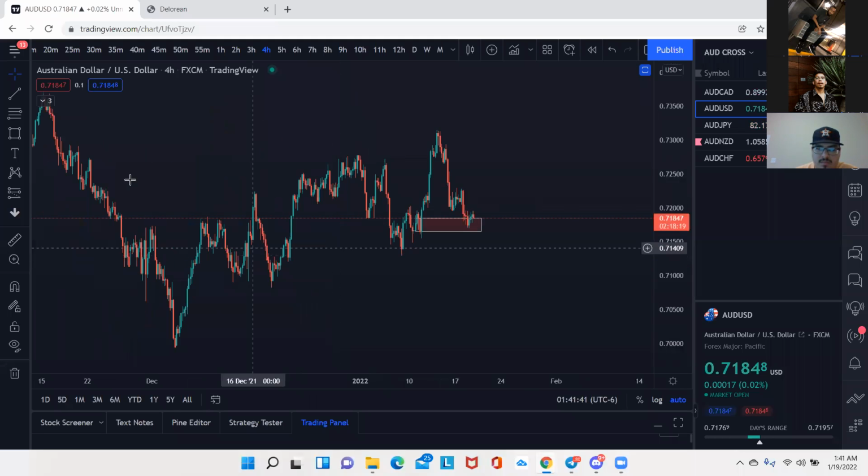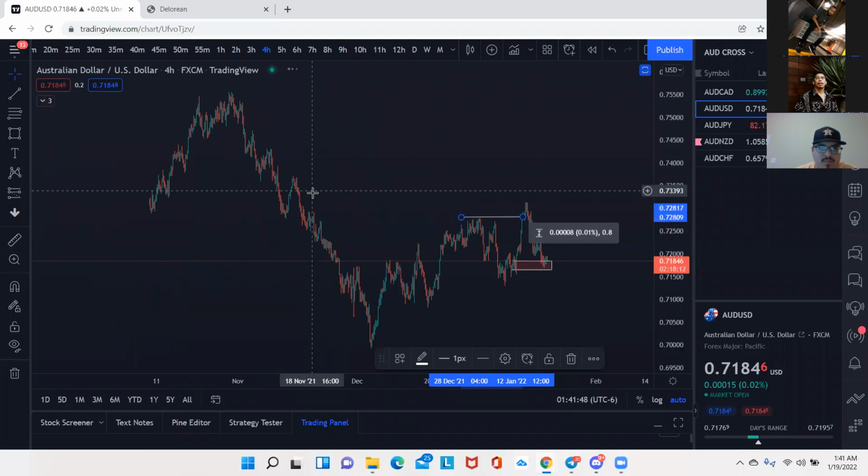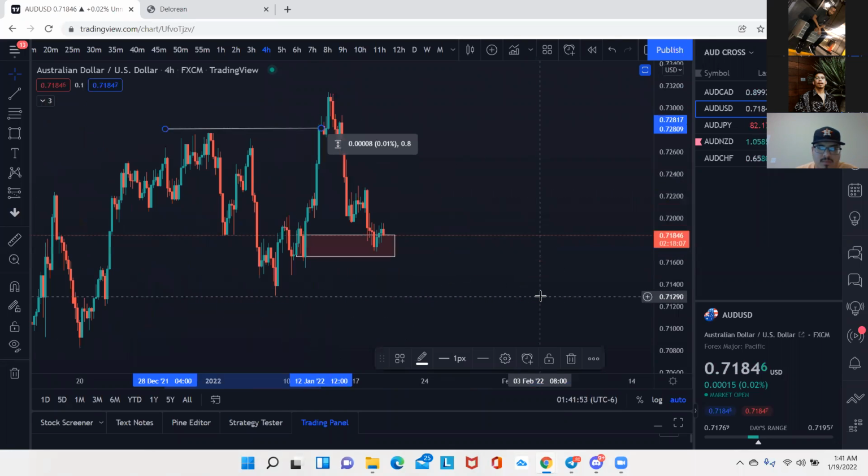This clearly could be bullish. We got the break of structure. The market has clearly been trending up. This is definitely a downtrend though, which is where I'm a little afraid.